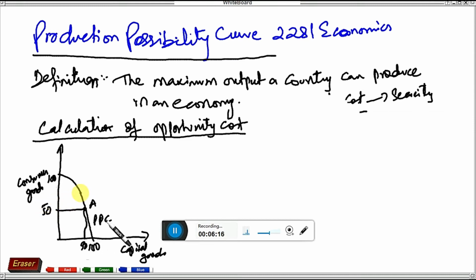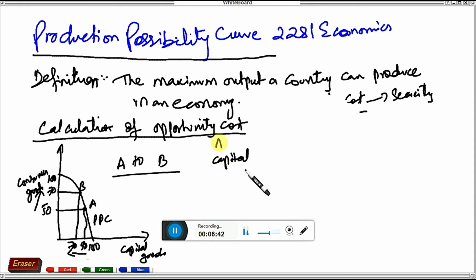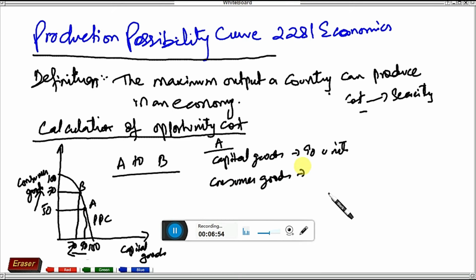But if you are moving to point B, what you need to see is that you are leaving some of the goods and getting some additional goods. You are moving like this, and you are going to, let's suppose, 70 of this good. So your examiner would ask you, what is the opportunity cost of moving from A to B? If you compare, at point A you have capital goods which are worth 90 units, and consumer goods of 50 units.